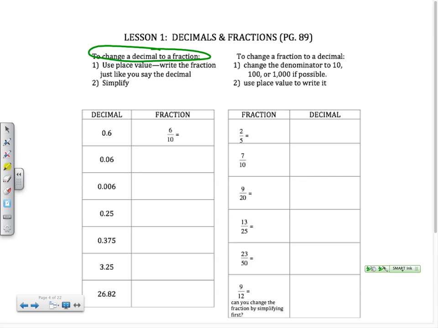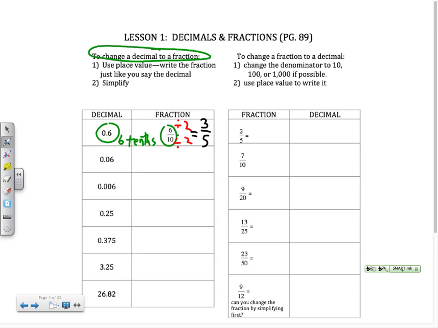It says number 1, use place value. Write the fraction just like you say the decimal, and then simplify. So if our decimal is right here, 0.6, we know how to say it. We've practiced that. That's 6/10. This is what it would look like as a fraction, and to simplify, we divide the numerator and the denominator by the greatest common factor, which is 2. So in simplest form, 6/10 is equal to 3/5.